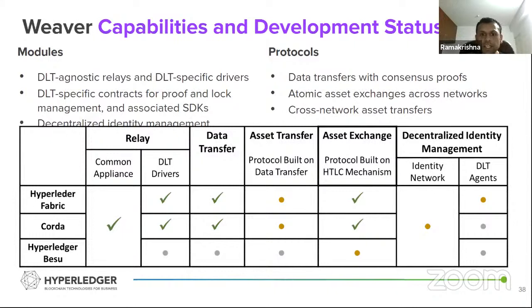So the ticks mean that that particular module or that particular feature has been completed. The orange dot refers to something that's going on. The gray dot refers to something that's not done yet, that's not being actively worked on now, but will be in the future. Okay, I think, Peter, back to you.